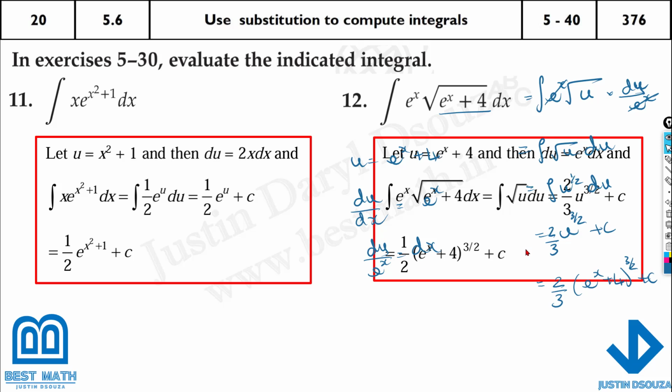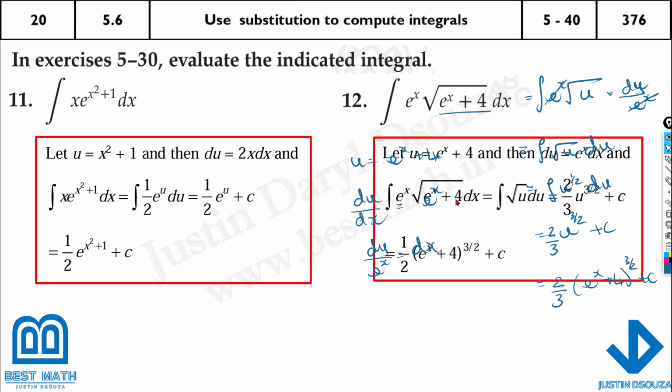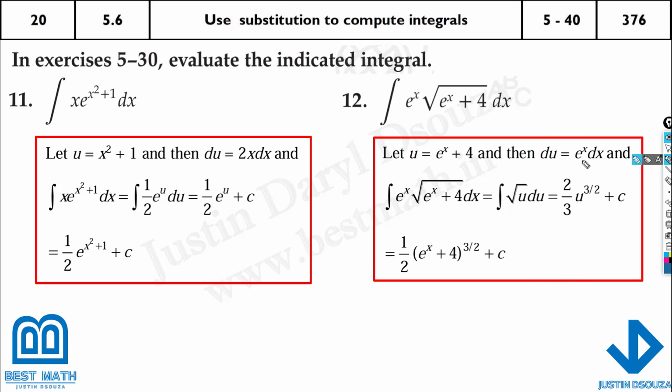Okay, I think I did some mistake. Let me just check what the mistake is here. Okay, everything is right, this is correct. I'm sorry, the answer set over here is wrong. See, they have written over here correctly 2 by 3. This is all right. But substituting back u, I don't know why they wrote 1/2. It is wrong over here. It should have been 2/3.